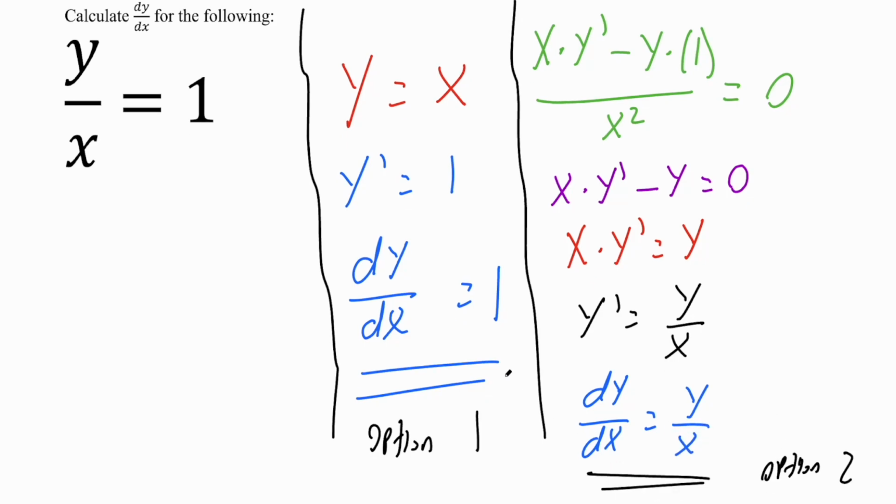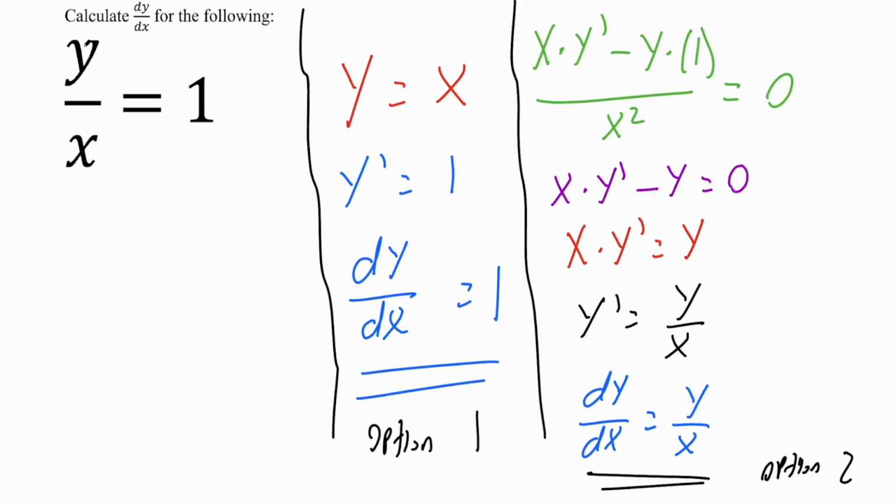Now, obviously, you'll say that these two things are different. This is 1, this is y divided by x. It's like saying, what if y is 5 and we say x is 2? 5 divided by 2 is not equal to 1. Obviously, they're different. It's important with implicit differentiation, we have a relationship given the original equation.